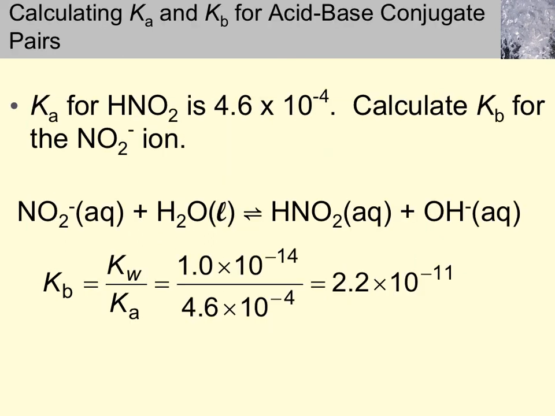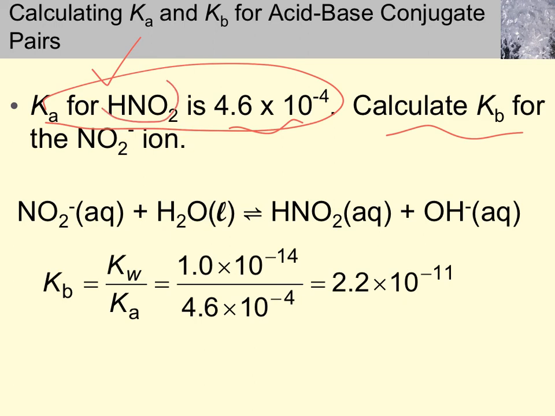Here's a sample problem. Ka for nitrous acid, and we're going to have to go back over the rules of naming acids, is 4.6 times 10 to the minus 4th. Calculate Kb. So if you're given the Ka for nitrous acid, and they ask you for Kb, remember it's for the conjugate base of that original acid. So you need to know your conjugate acids and bases.